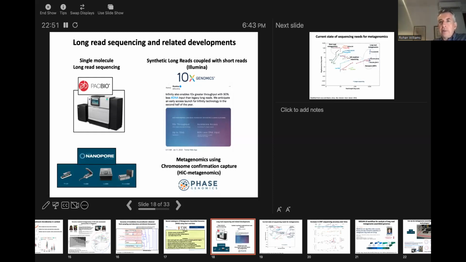And then there are also techniques based on chromosome conformation capture, which were originally designed to understand the chromosome structure of eukaryotic nuclei, but they've been adapted to metagenomics to try and capture pieces of DNA from within the same cell. Phase Genomics is a startup company, actually pretty well established now, that has kits for using these techniques. So there are a lot of exciting new technologies coming out in this game.